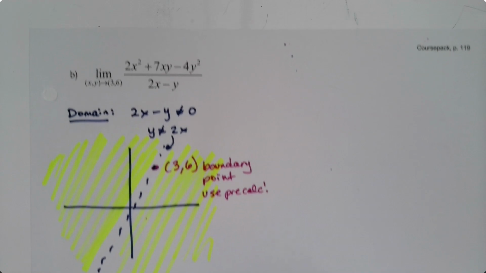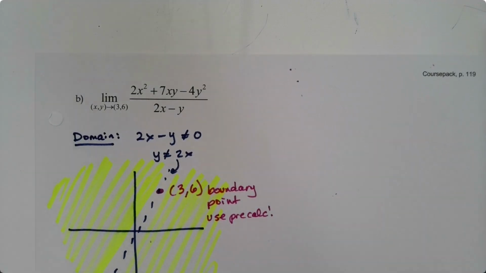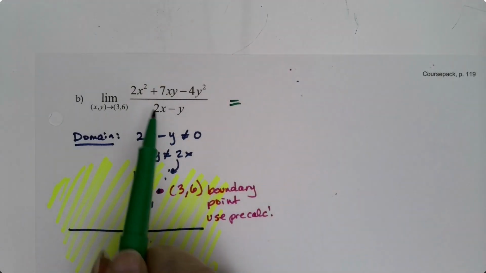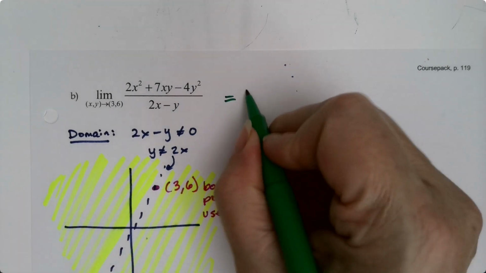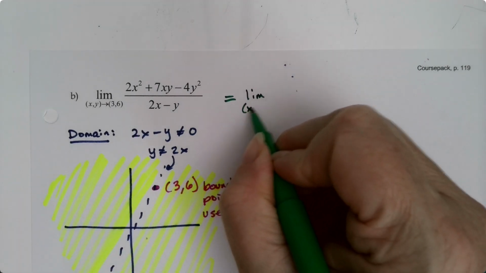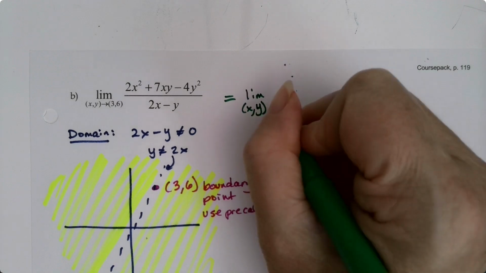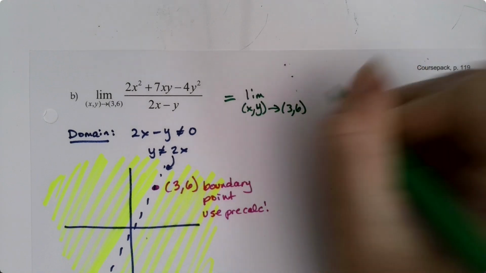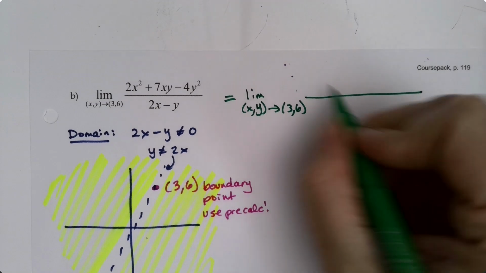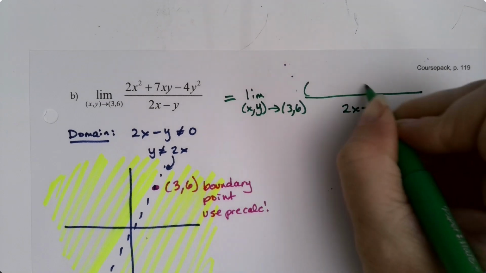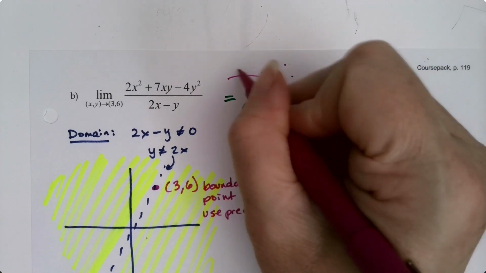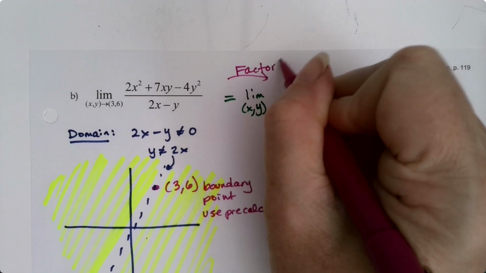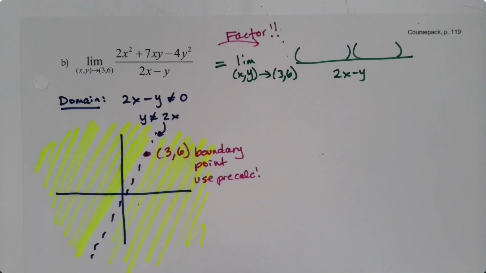Now, what pre-calculus are we going to use? Well, let's look at the problem. If I look at this and I'm thinking into my bag of pre-calculus tricks, I'm thinking that I'm going to factor, because that numerator is factorable. So I'm going to take the limit as (x,y) goes to (3, 6). Now I'm going to rewrite my numerator with parentheses, because I'm going to factor. Right? That's our pre-calculus trick.